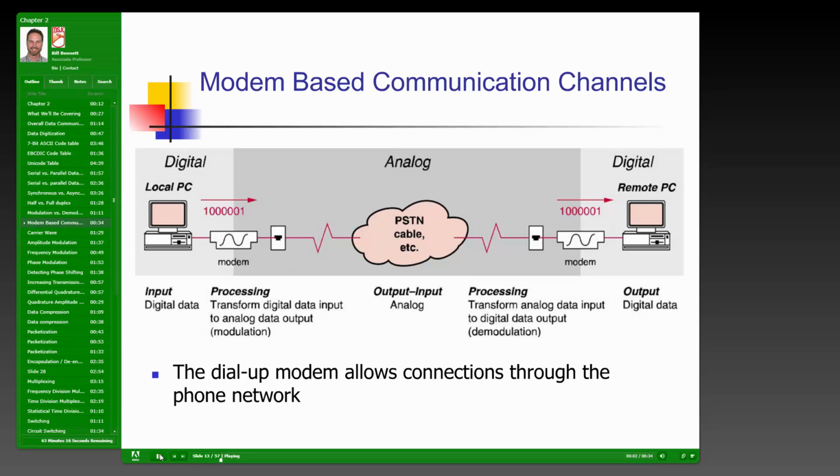This graphic then illustrates that concept of having our digital data from the PC being converted by our modem or our access device into an analog signal that is then placed onto and transported over the carrier waves of the public switch telephone network, the PSTN, and then at the receiving end taking that analog signal, converting it back into digital, and then handing it off to the PC on the right.